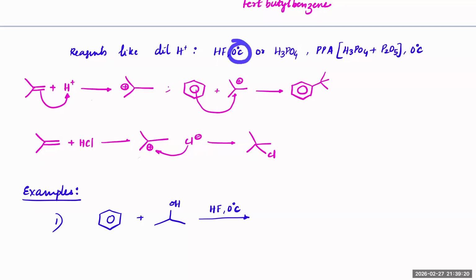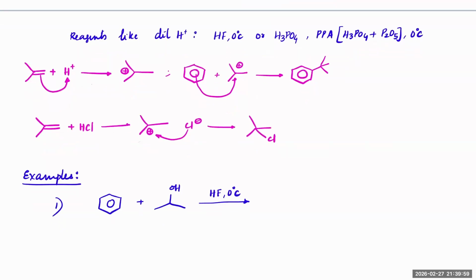When you're operating at low temperature and something like HF is there or H3PO4 is there, because they are weak acids, their minus forms like F minus or PO4 3 minus are very less in quantity. That's why they do not act like a nucleophile. They will help the benzene to act like a nucleophile. That's why you can't take HCl in these kinds of reactions. We have to take HF at 0 degrees, H3PO4 at 0 degrees, or PPA, meaning polyphosphoric acid, at 0 degrees. In such a case, we can get benzene to act like a nucleophile and attack.